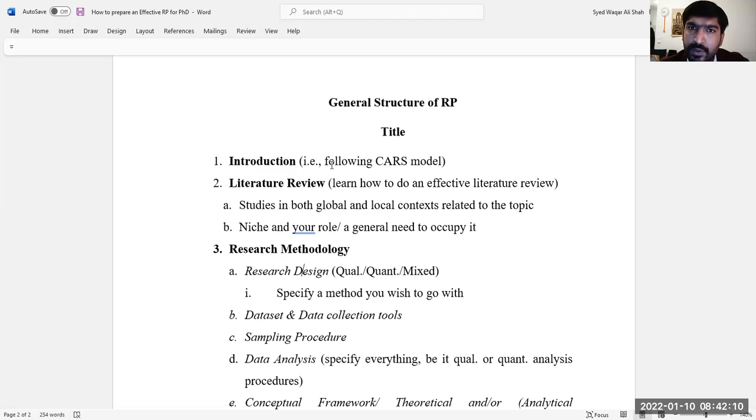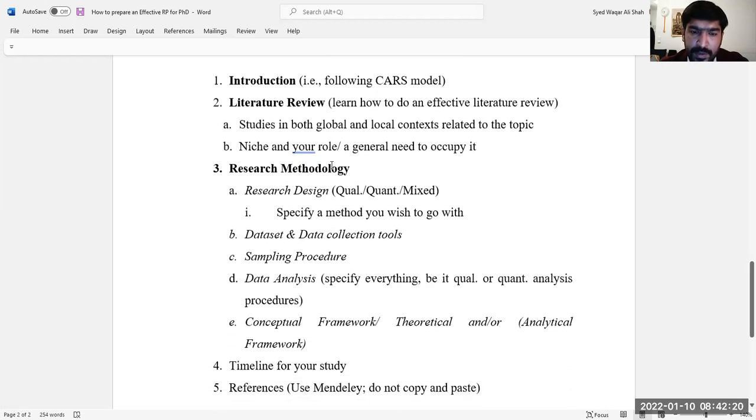So there are different things that come under research gap that you need to first of all understand and then aid them in your research proposal. And after that, research methodology is a very important part, because it's a kind of backbone of your study.